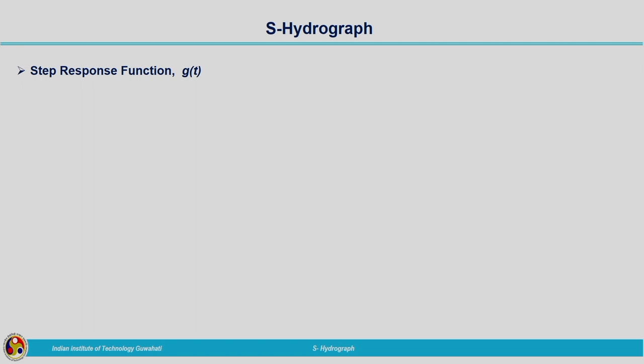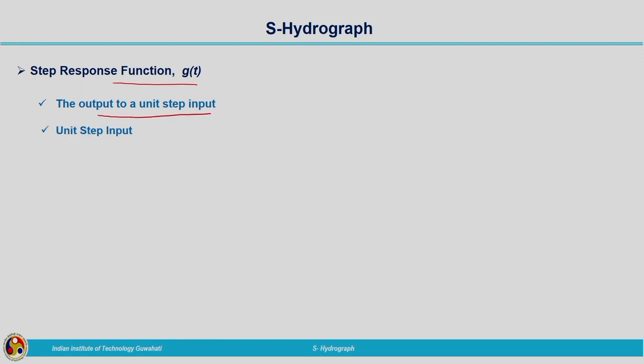Today, let us move on to the concept of S-Hydrograph. It is the response of a catchment or a linear system when it is experiencing a step input. So let us revisit step input and step response function, which we discussed during the explanation of linear system theory regarding different types of inputs and response functions. We know already the step response function, which is represented by g of t, it is the output to a unit step input.